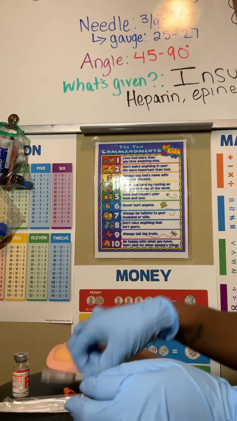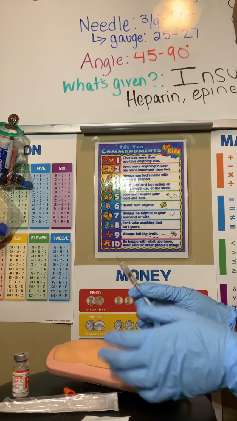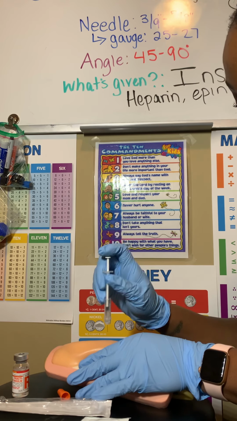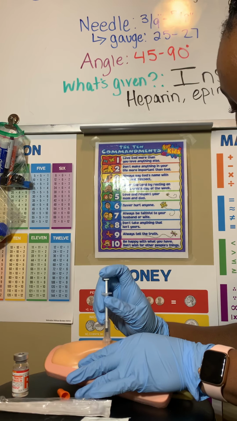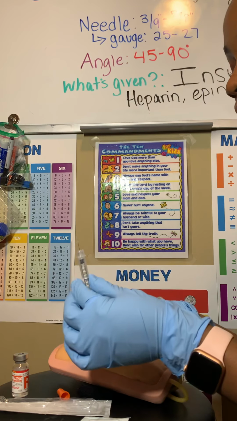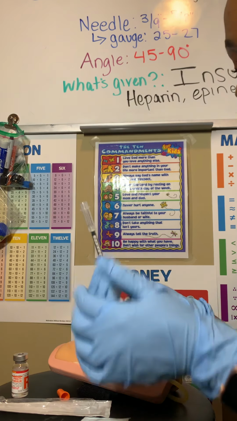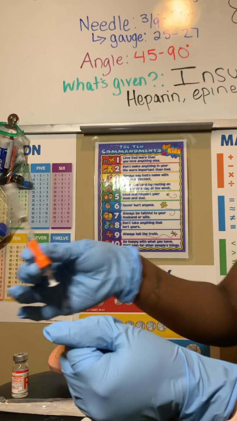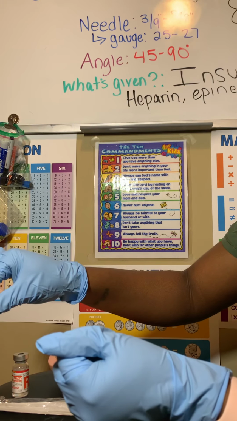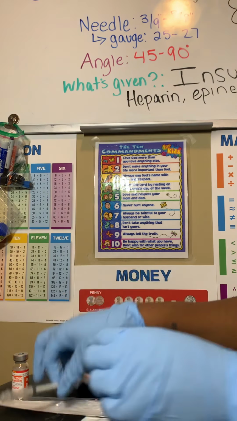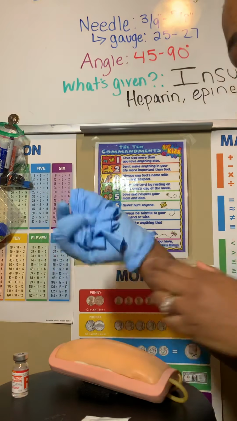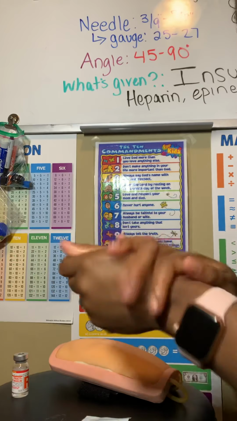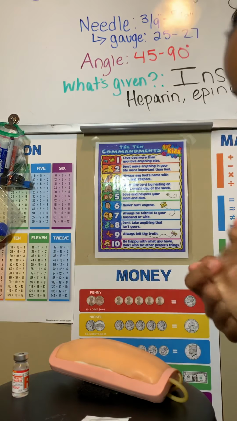Okay, and then you have your 5 units drawn. You pinch the skin and you insert it. This is a 90-degree angle straight down. Insert it, pull back, and then retract this. You wait for that click, and now it's locked. And then you dispose of your syringe, any syringe, inside your sharps container. Take off your gloves and wash your hands. Okay, and that's basically all there is to it.